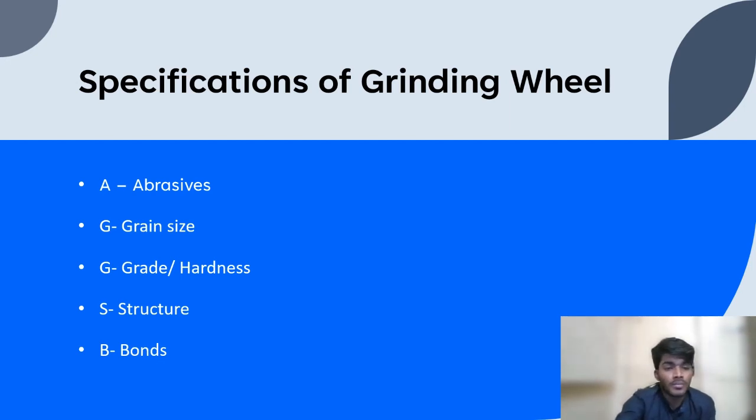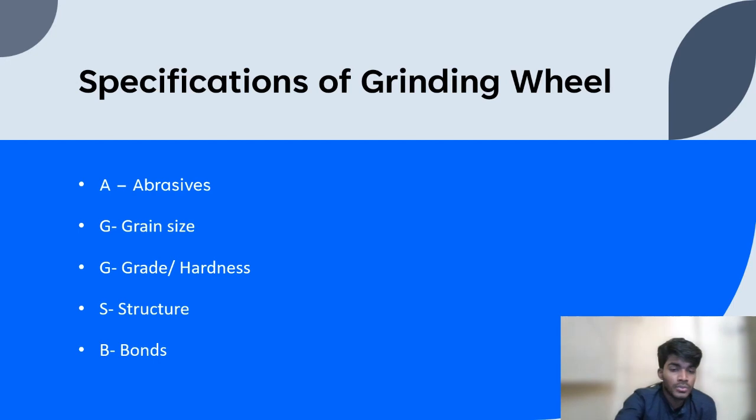Now let's come to the structure. I mean not structure, the grade. Wheel grade determines the tightness of the bonds holding the abrasives. The wheel grade affects all the considerations of grinding. This includes wheel speed, coolant flow, feed rates, grinding depth, etc.